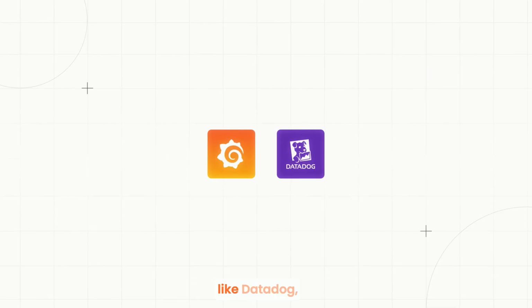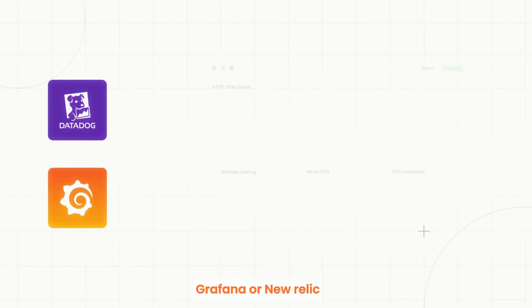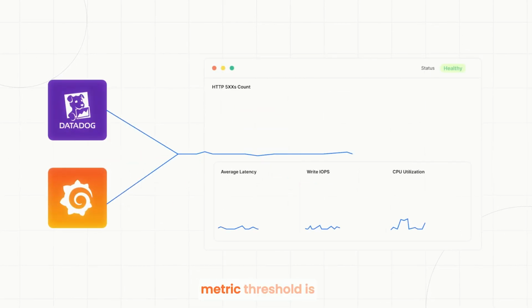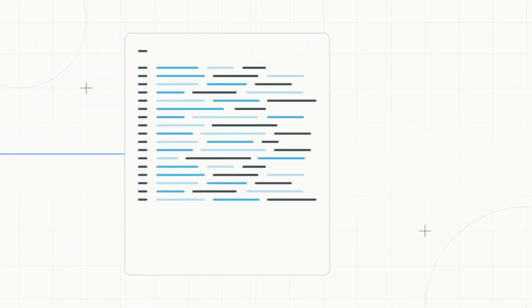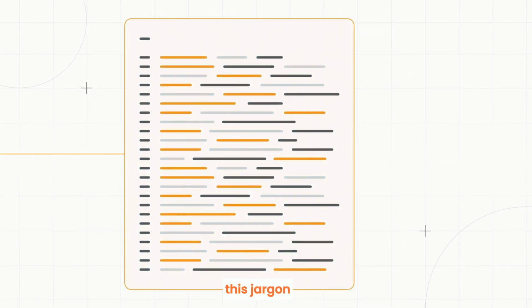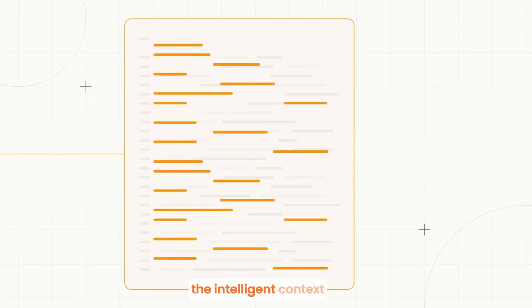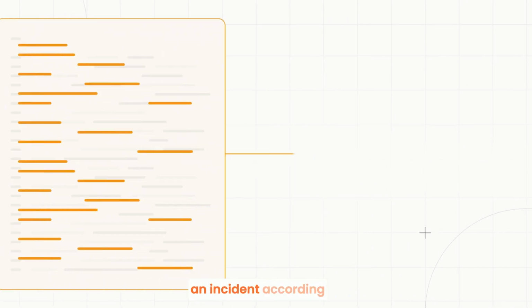Incoming integrations like Datadog, Grafana, or New Relic send an alert to Zenduty whenever a metric threshold is breached in your system. Most of the time, this alert has a messy rundown of what is happening. Zenduty simplifies this jargon and messy payload, extracts all the intelligent context you need, and creates an incident according to your configurations.